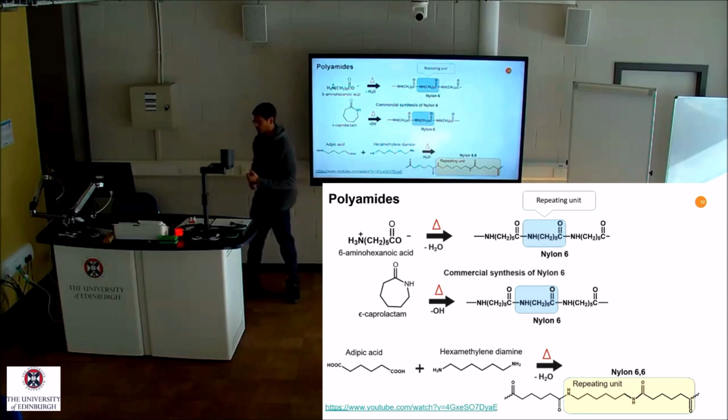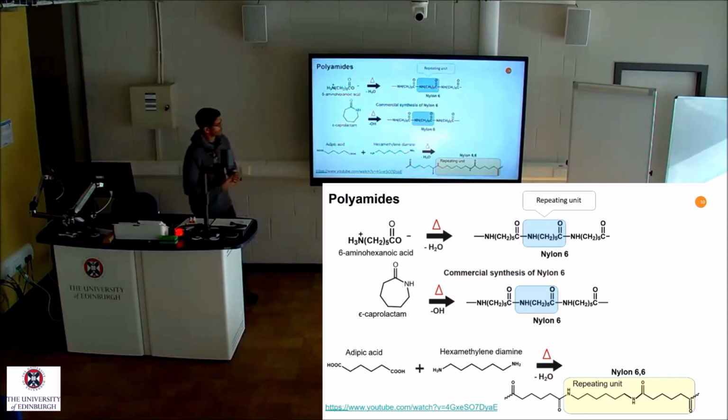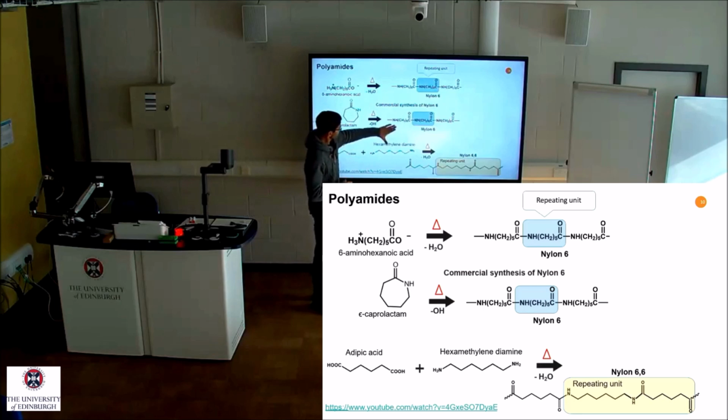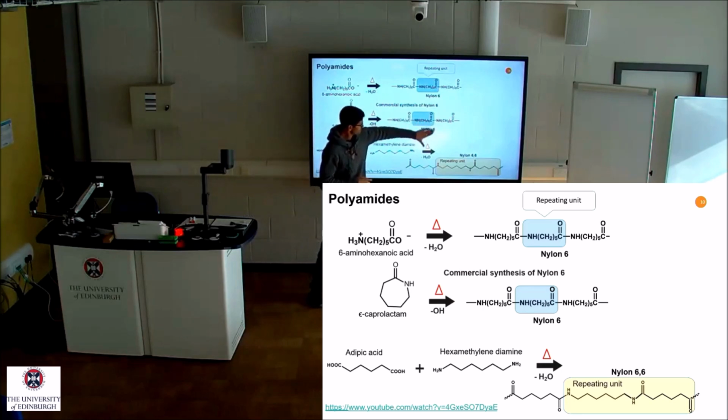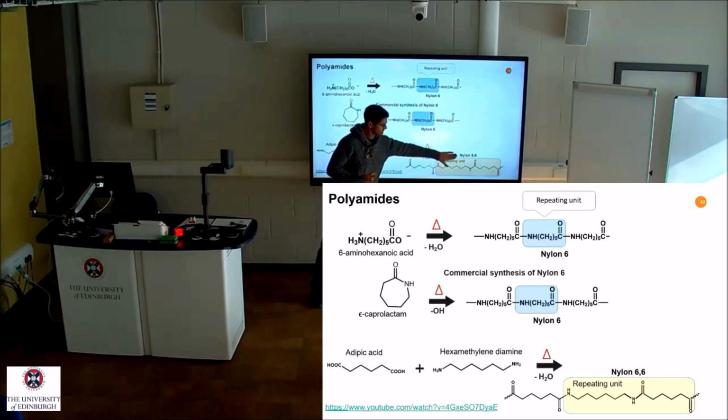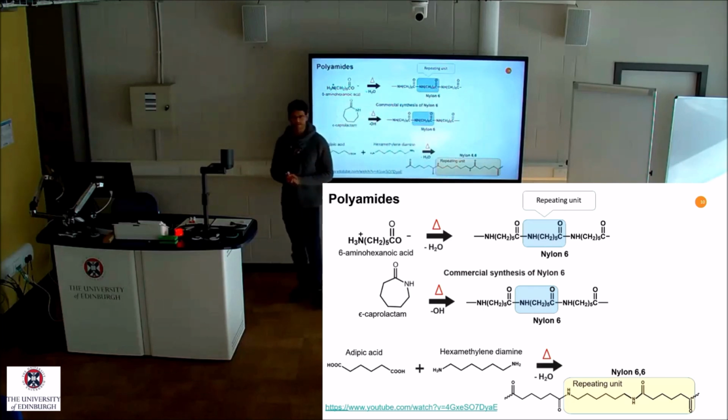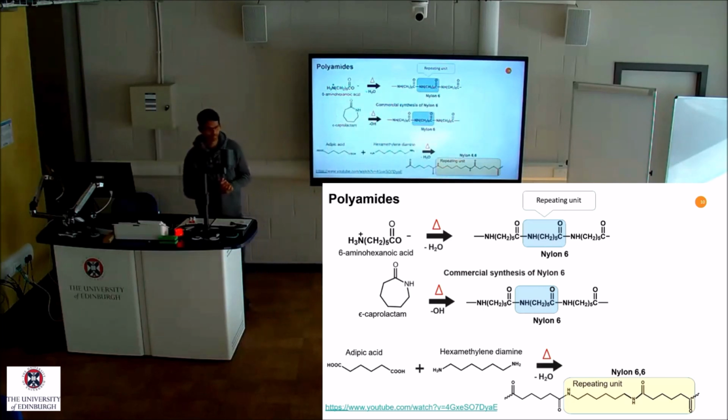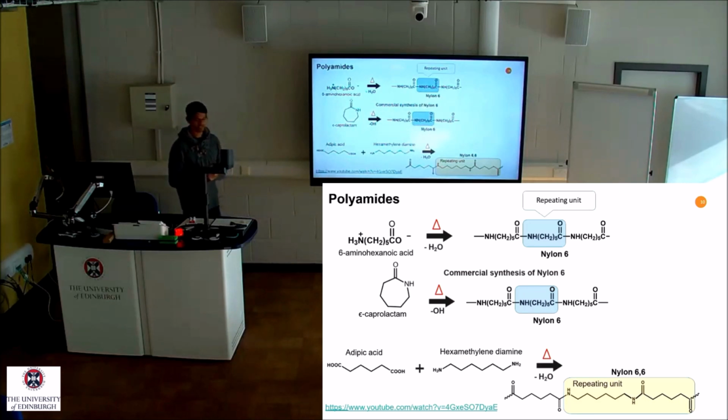Now I have one question for you. If you see the structure here, it's basically the same structure. Exactly the same structure here, here, and here, right? But why is it called nylon 6, but in this case it is called nylon 6,6? Can somebody try? Just to give you a hint, think about the repeat unit. All the nomenclature is coming from the repeat unit.